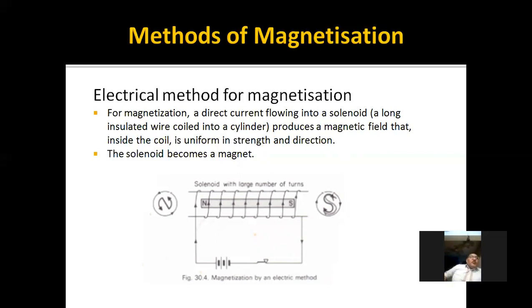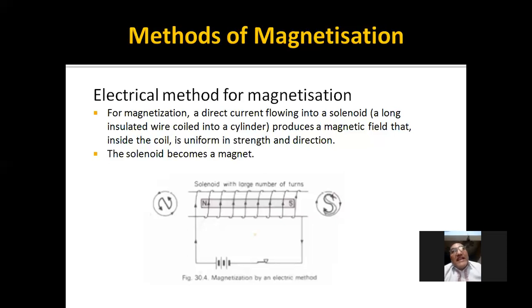So, what you can do, you can take a copper wire, and you can make a spiral with the help of the copper wire. You know, like a spring, you can make a spiral with the help of the copper wire. And then you can connect the copper wire with a DC power supply. Mark my words, DC power supply. Because we are trying to make an electromagnet.